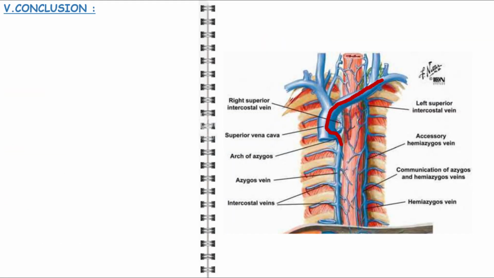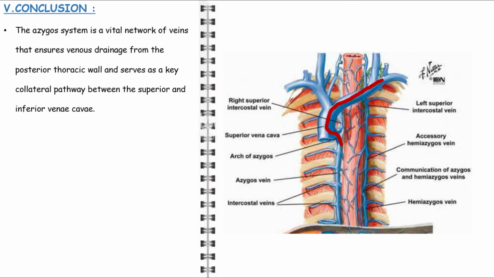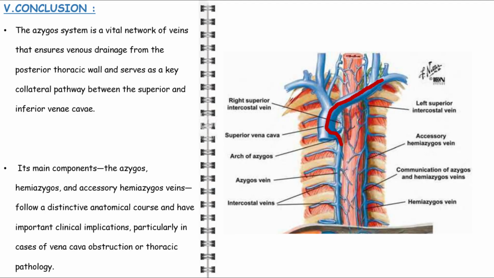To conclude, the azygos system is a vital network of veins that ensures venous drainage from the posterior thoracic wall and serves as a key collateral pathway between the superior and inferior venae cavae. Its main components, the azygos, hemiazygos, and accessory hemiazygos veins, follow a distinctive anatomical course and have important clinical implications, particularly in cases of vena cava obstruction or thoracic pathology.